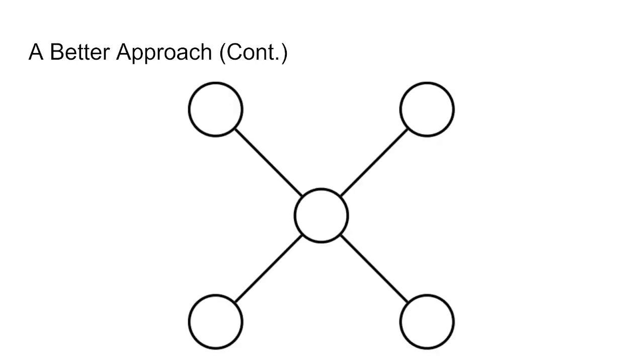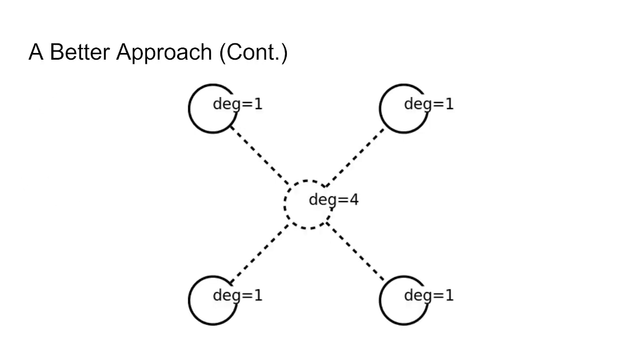And we calculate the minimum spanning tree, which is like this. We take out the set of vertices with odd degree. As you can see, the 4 vertices on the edge all have a degree of 1, while the one in the middle has a degree of 4, which is even. So we exclude that for now.